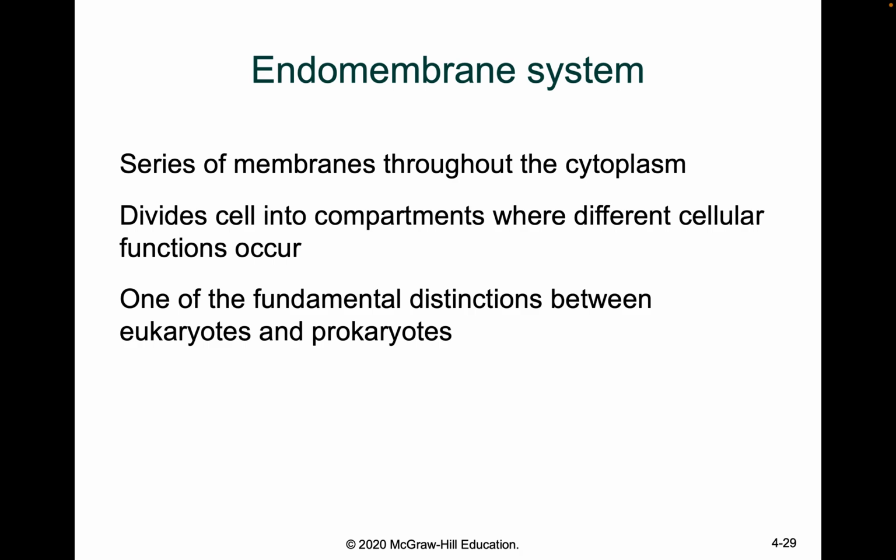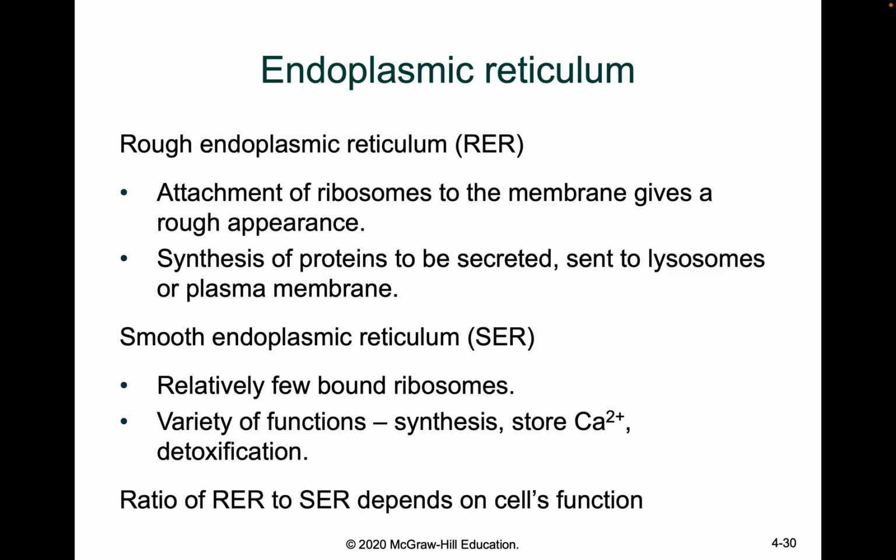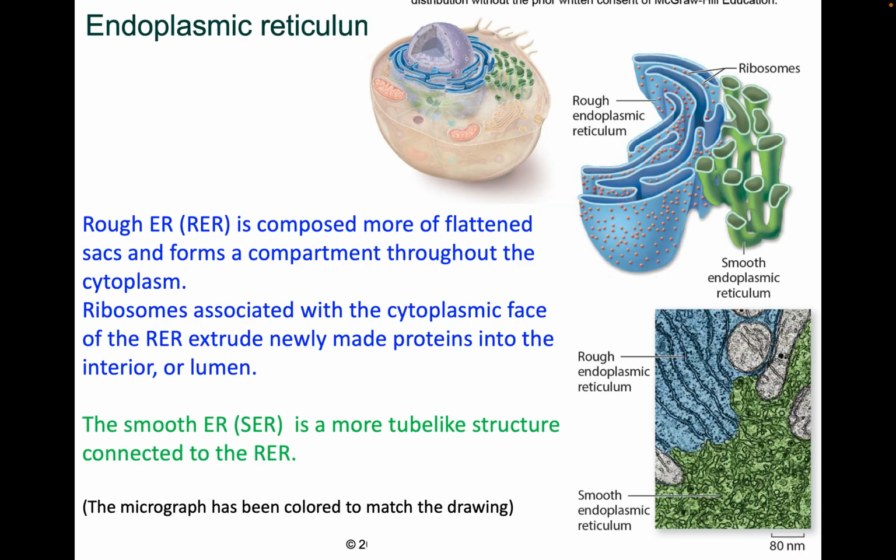That's why most of the proteins that we give humans are made in eukaryotes, because of this endomembrane system. And we'll talk in more detail about what this endomembrane system is. So the first thing in the endomembrane system is the endoplasmic reticulum. When we started to look at the endoplasmic reticulum, which is mostly connected to your nucleus here, what you see is a network of membranes that have flattened sacs and these tubes.